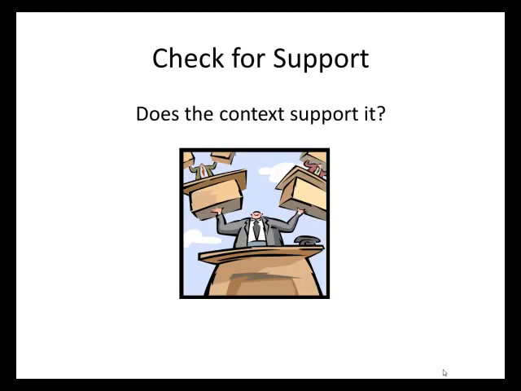Next, check the context of the literary work to see if it supports the symbolism. Just because a tree is mentioned does not mean it may necessarily symbolize growth or life. What type of importance is given to the tree? How does it fit into the story?